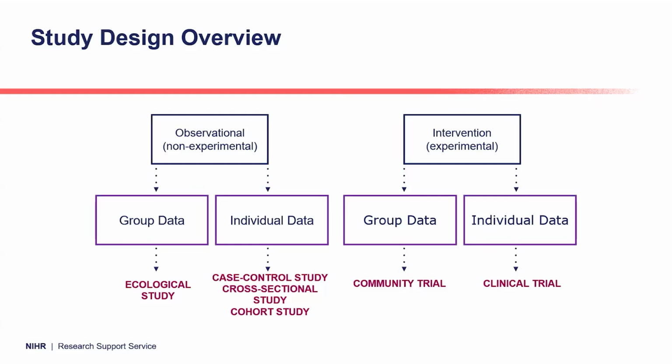For example, if you want to compare a drug to a placebo, you'd use an experimental study, in other words, a clinical trial. But if you wanted to run a study that monitors the growth of children from birth to 10 years and the factors that might influence that, you'd use an observational study, in this case, a cohort study. So in observational studies, you're not intervening, you're just observing.